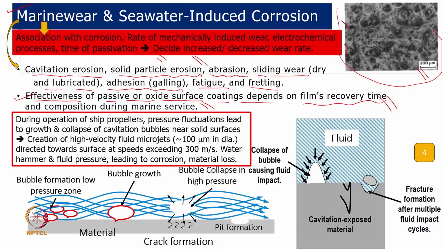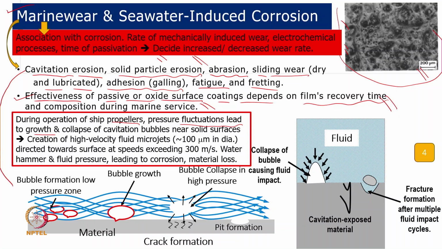One, as I mentioned here, is cavitation. Now, what is cavitation? We say during ship propellers operation, pressure fluctuation occurs, and because of the pressure fluctuation there will be growth and collapse of cavitation bubbles. Because air is getting trapped into the water, there will be small bubbles that have been shown over here.